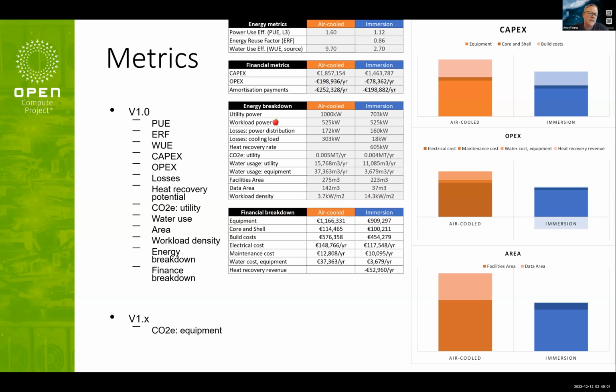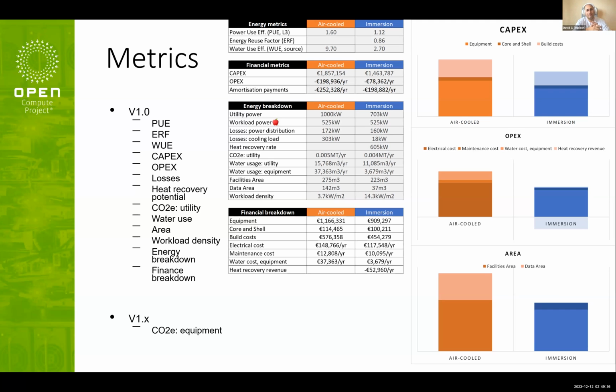And then we can break things down into the heat recovery potential, the carbon impact of the utility, the water usage of utility and equipment, the floor area requirements, and hence workload densities. So this is a tool which is going to be released. And what I'm looking for from this group is any feedback that you have on these metrics. Are there any metrics here that you feel are missing that are critical?